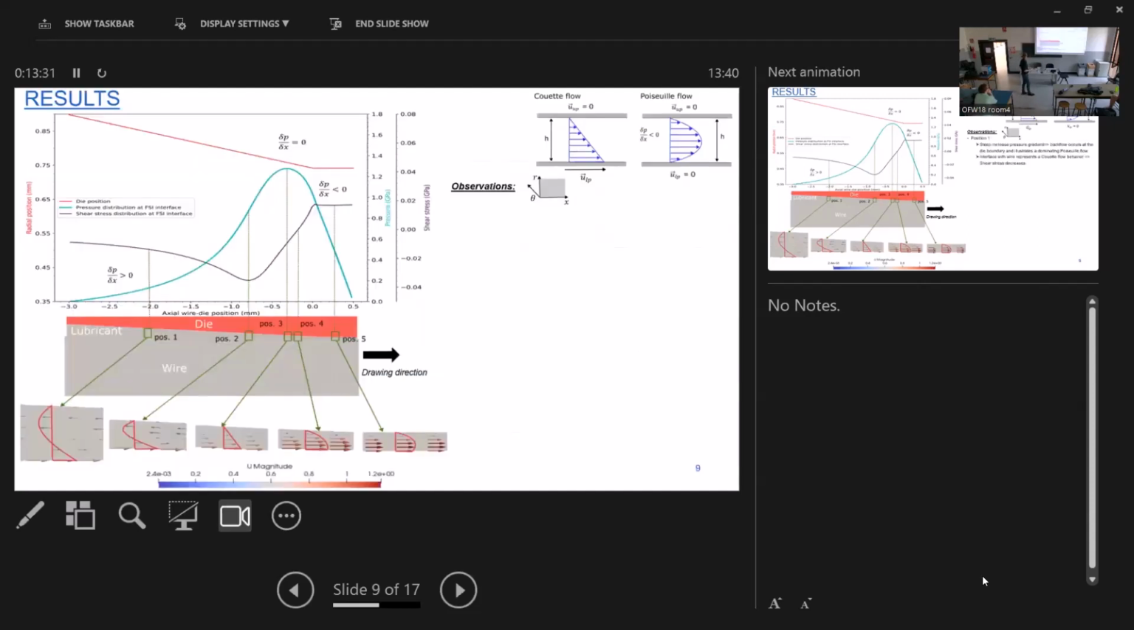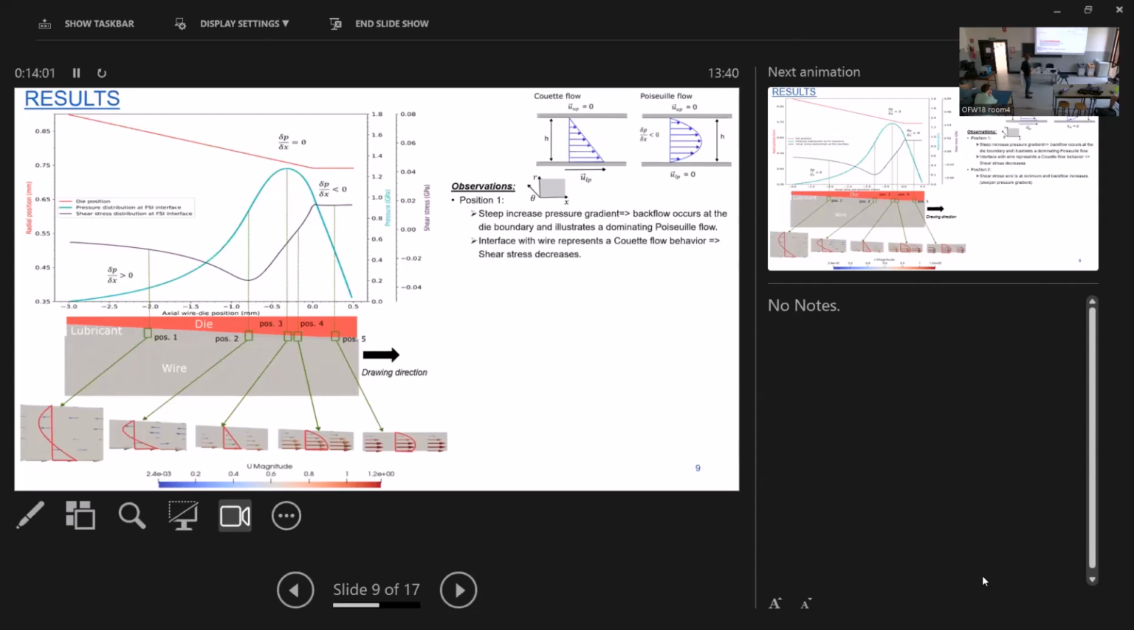Okay, so this slide represents how the lubricant behaves during the deformation. That can be expressed in terms of pressure distribution. Here the blue line is the pressure distribution of my fluid, and the purple line is the shear stress distribution at my FSI interface, and that can also be defined in terms of wall and wire shear.